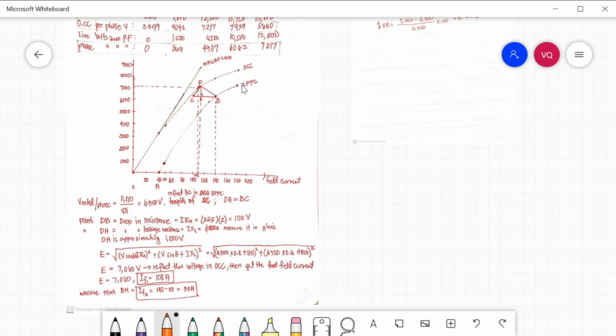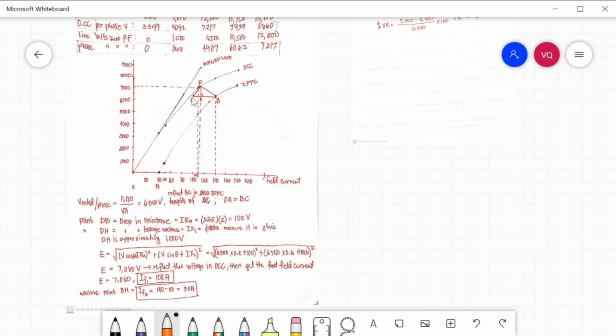Now, after we draw the OCC and ZPFC, the air gap line will be tangent with respect to the OCC. This will be our point OA, as discussed in the previous videos. This is the point OA, and the length of OA is the same as the length of BC. Okay, OA is equal to BC. Now, we will reflect the 6,350 in the zero power factor curve. This will be now your point B, approximately 6,350 at point B. And then, the length of B to C is equal to the length of OA.